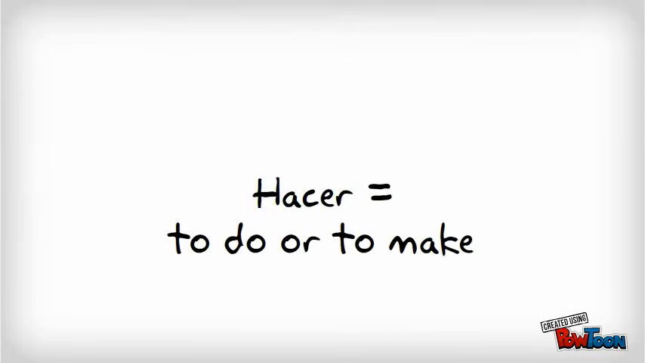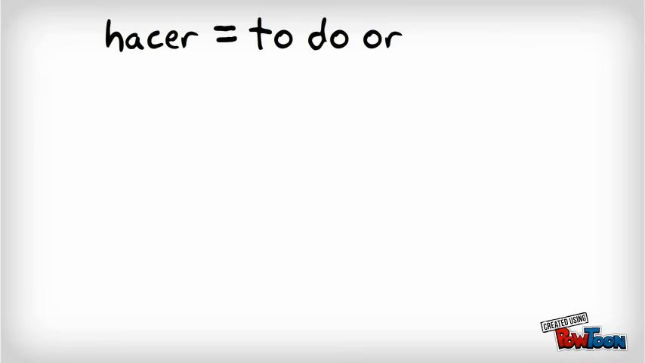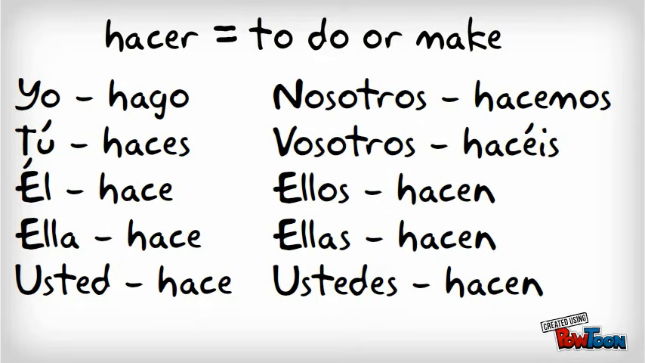Let's try another one. See if you can conjugate hacer on your own in all forms. Pause the video to give yourself enough time to write it down. Did you come up with this? Vale. Notice that just like tener, all the forms of hacer follow the regular ER conjugations except for the yo form. It ends in go.